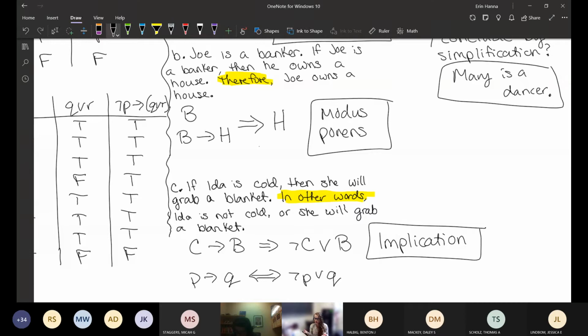And again, I could phrase this in a different way. I could just give you, if Ida is cold, then she will grab a blanket. What can you conclude by implication? And you would need to tell me Ida is not cold or she will grab a blanket. So there's that other form of this type of question as well.